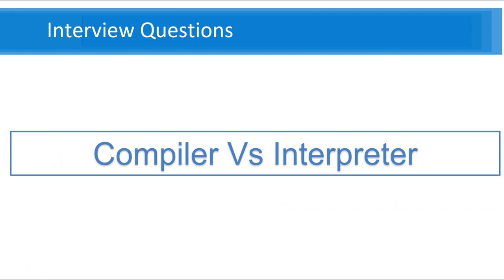What is the difference between a compiler and an interpreter? So C uses a compiler. In a compiler, it converts the source code to an executable file all at once. After that, you don't need the source code. You can use the executable as many times as you want. You can execute and get that output.